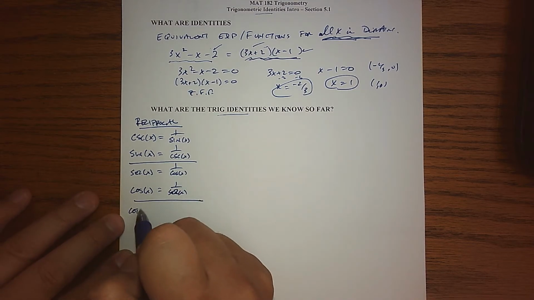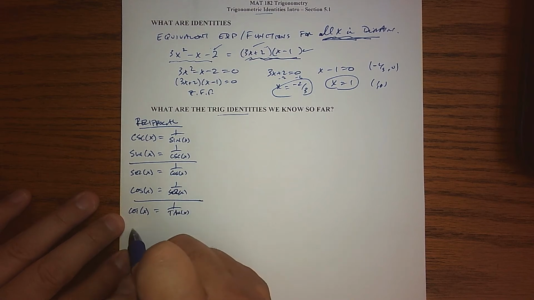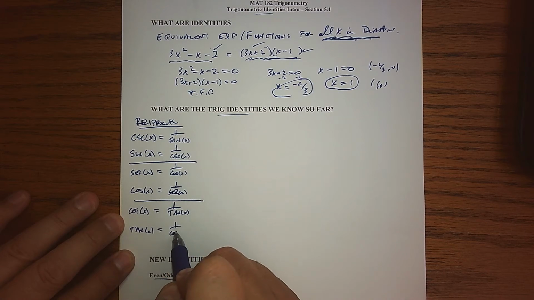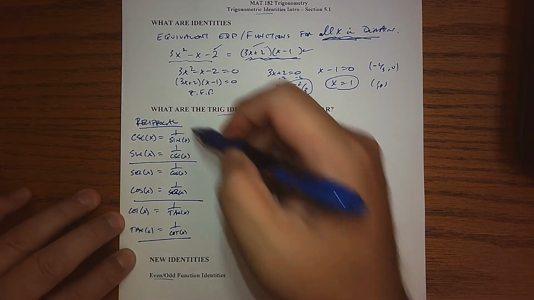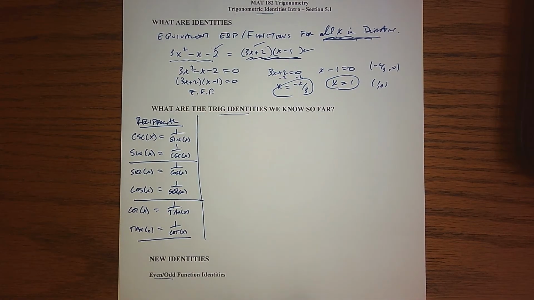And then, of course, cotangent of x is 1 over the tangent of x, or we can say that tangent of x is 1 over cotangent of x. Those are our reciprocal identities. Watching you guys work over the last few weeks, you have gotten very good at that. You've been using it like crazy.